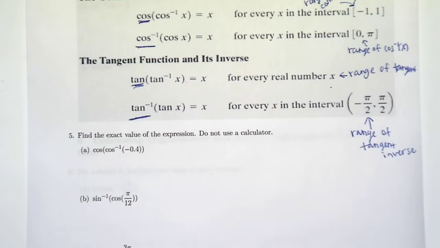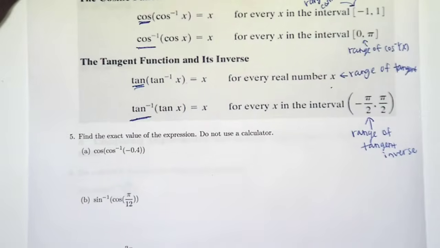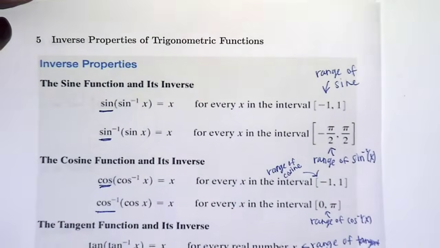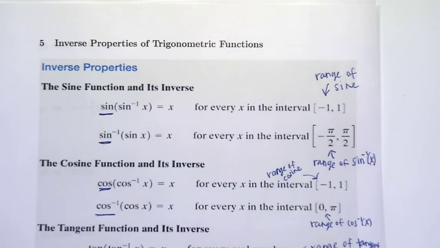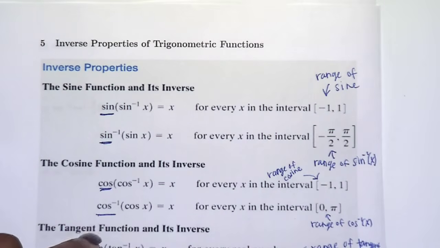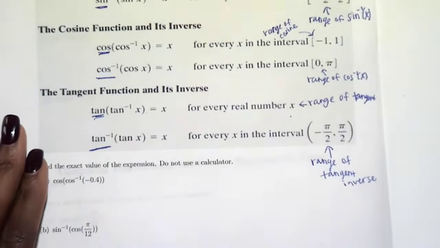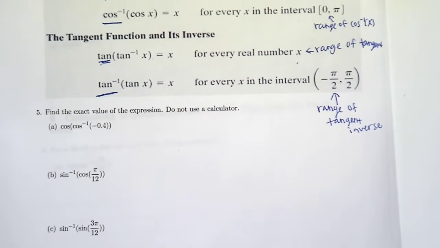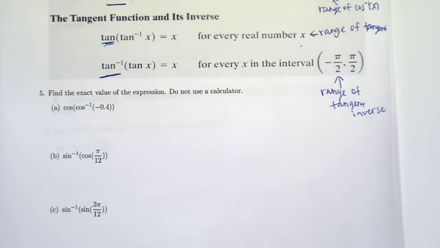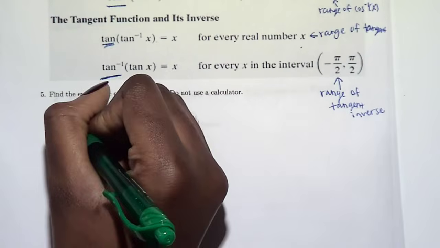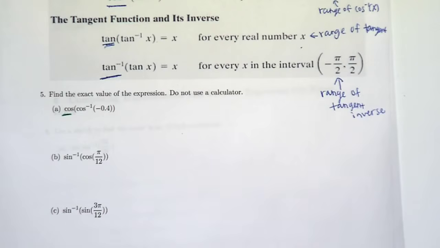All right, so we want to solve these without using a calculator. We're just going to use these inverse properties up here, that we get out exactly what we put in as long as our x is in the range of the outside function. So that means we need to know the range of our functions on the outside to be able to work these problems.